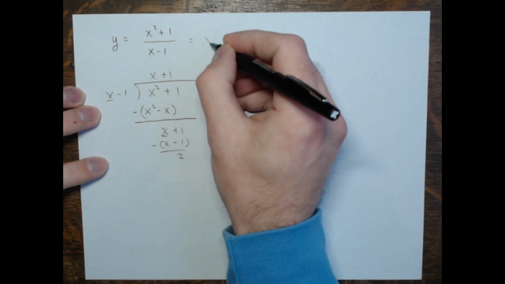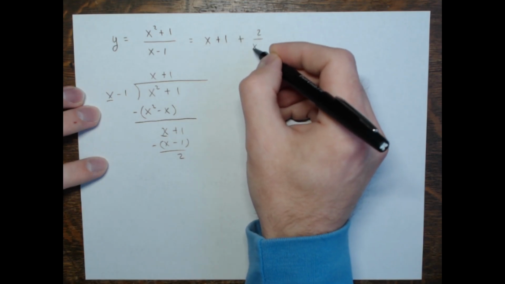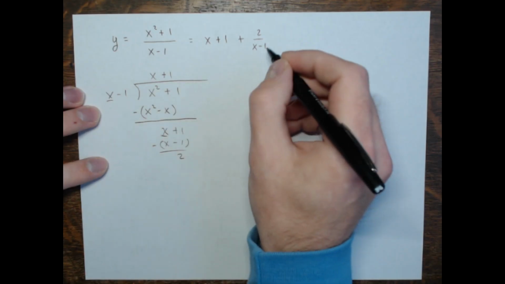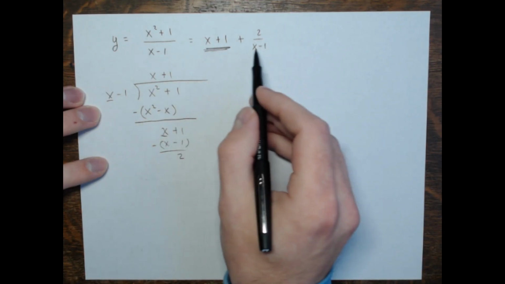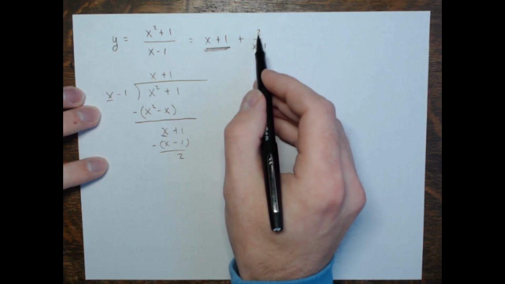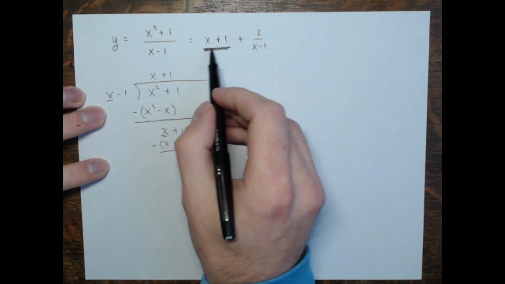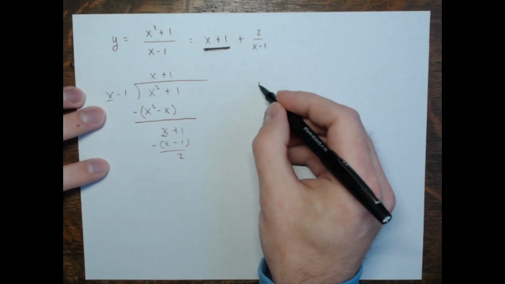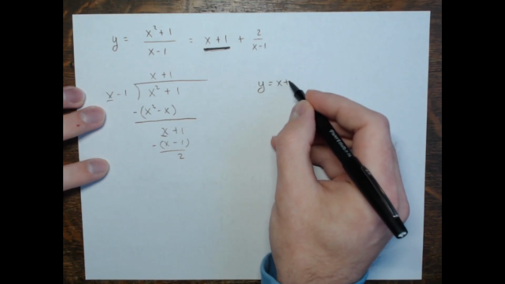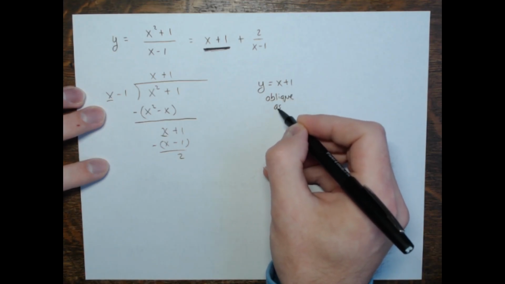So this is x plus 1 plus, and then 2 over x minus 1. These are the same thing. The quotient, though, right, and this remainder over denominator factor term will approach 0 on the ends. So you'll be getting closer and closer to this quotient line. All right, so y equals x plus 1. Again, they'll be calling that our oblique asymptote.